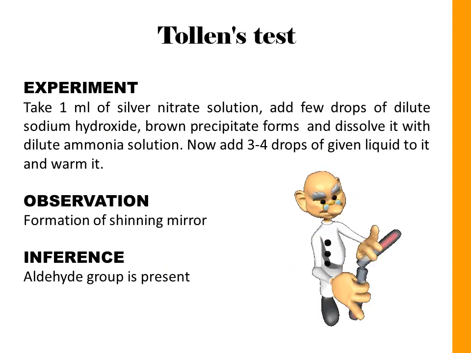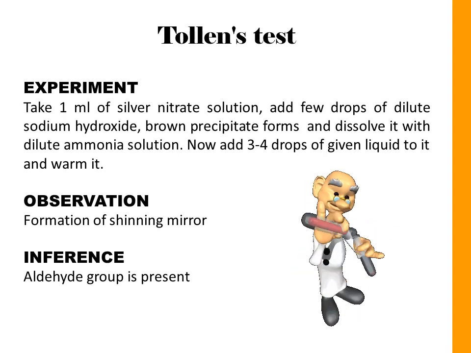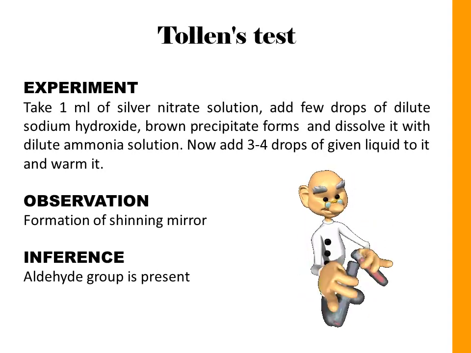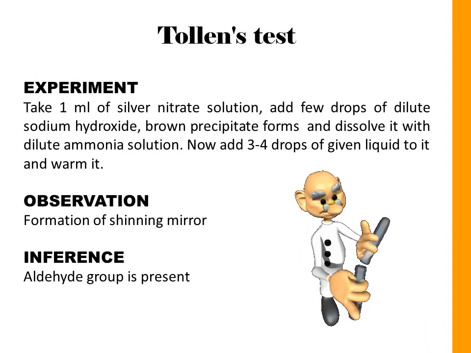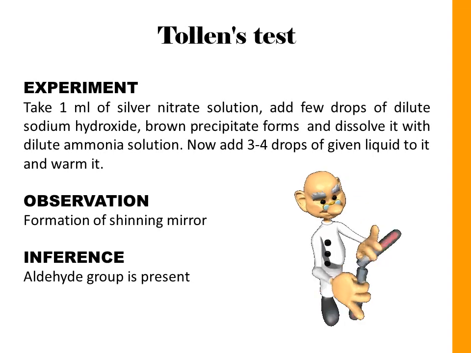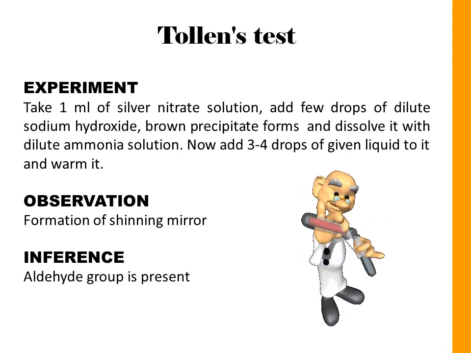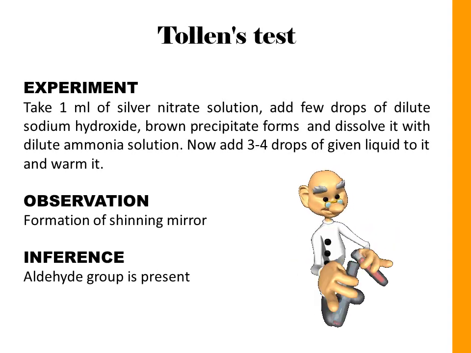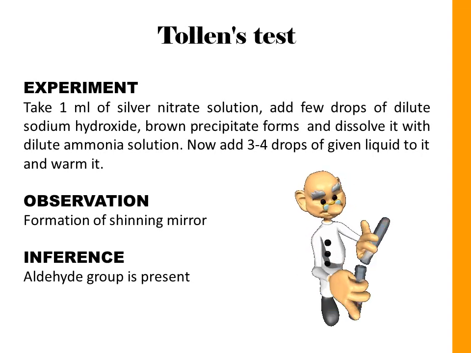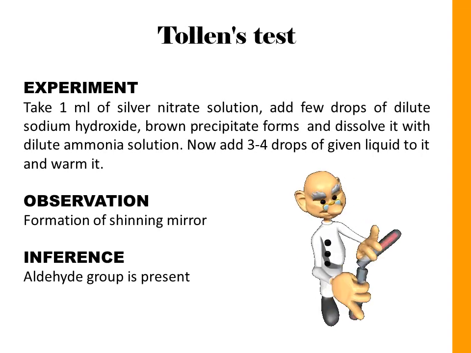The second test for the identification of the aldehydic group is Tollen's test, which is also known as the silver mirror test. Place 1 ml of silver nitrate solution in a clean test tube and add a few drops of dilute sodium hydroxide solution. A brown precipitate forms. Now add dilute ammonia solution dropwise until the brown precipitate of silver oxide just dissolves. To this add 3 to 4 drops of the given liquid and warm the test tube on a water bath for about 5 minutes. A shining mirror confirms the presence of the aldehydic group.